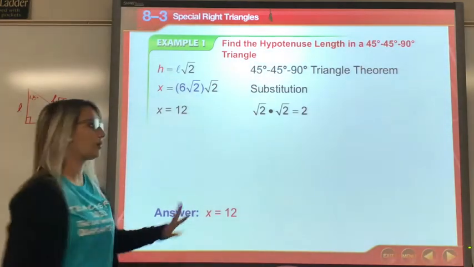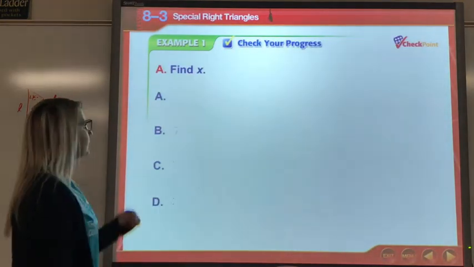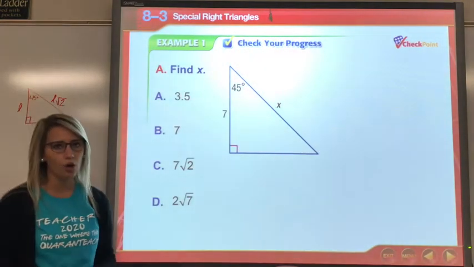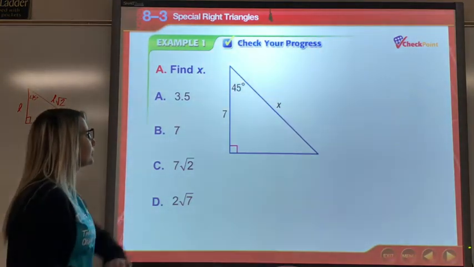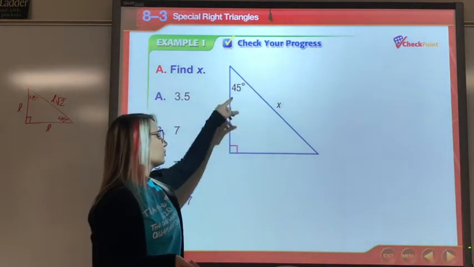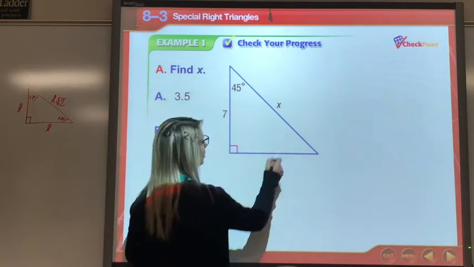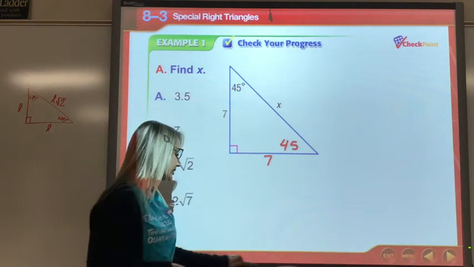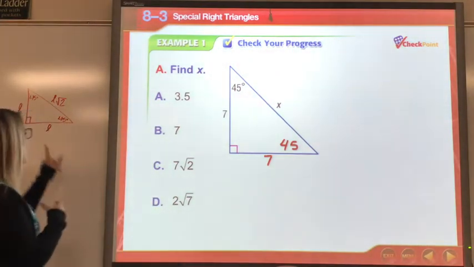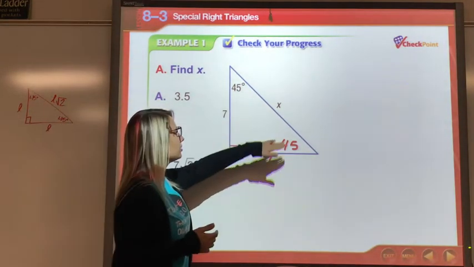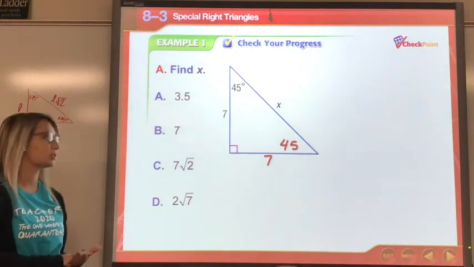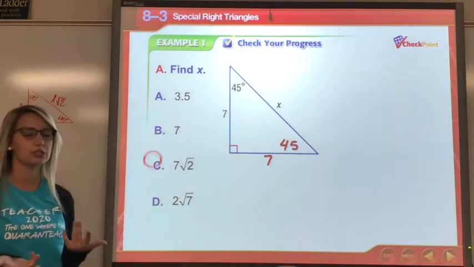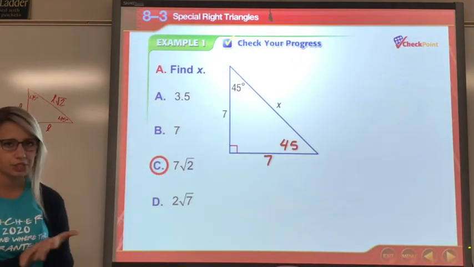Boom, x equals 12. Okay, so here's one for you guys to try at home. We're given one of our side lengths is 7 and one of our angles is 45, so we know our other angle will be 45 and this other side length will be 7. If we're given a length to find the hypotenuse, we have to take our length times the square root of 2, so the answer that we should be getting is C, 7 root 2.